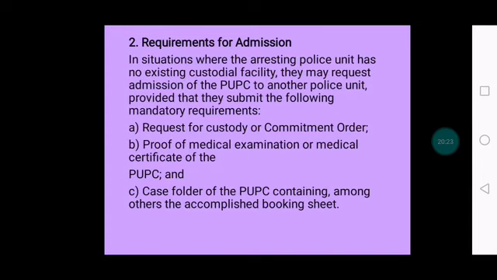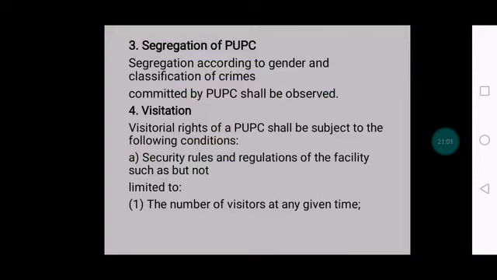Requirements for admission. In situations where the arresting police unit has no existing custodial facility, they may request admission of the POPC to another police unit, provided that they submit the following mandatory requirements, such as request for custody or commitment order, proof of medical examination or medical certificate of the POPC, and the case folder of the POPC containing, among others, the accomplished booking sheet. Number 3 is segregation of POPC. Segregation according to gender and classification of crimes committed by POPC shall be observed.